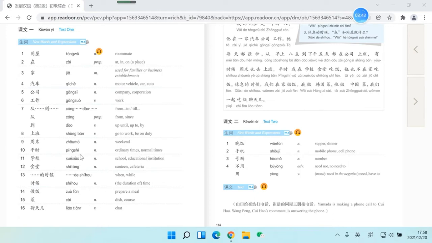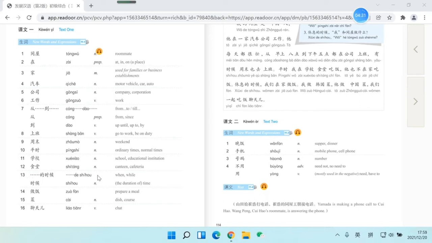Let's make a sentence: at what time do you usually go to bed in your ordinary times? We can use 平时 to make this sentence: 你平时几点睡觉? So at what time in your ordinary times do you go to bed? Next one is easy. School, 学校, and canteen, cafeteria, or school dining hall, 食堂. We have two nouns here, which are quite easy for us.